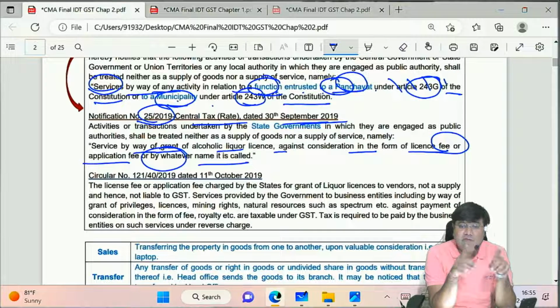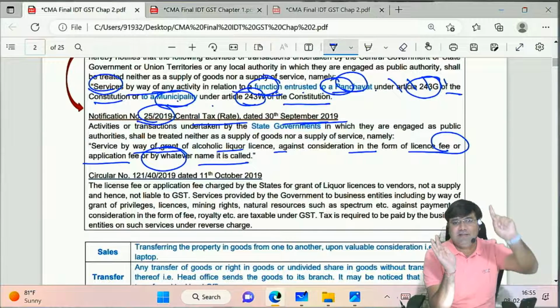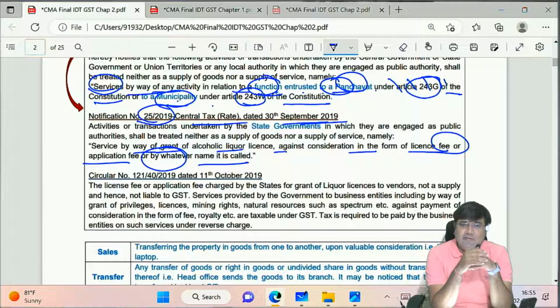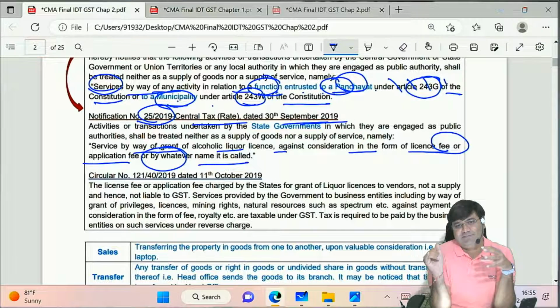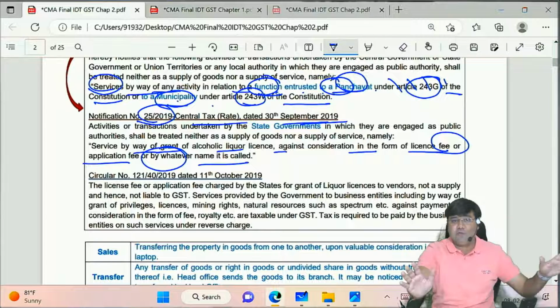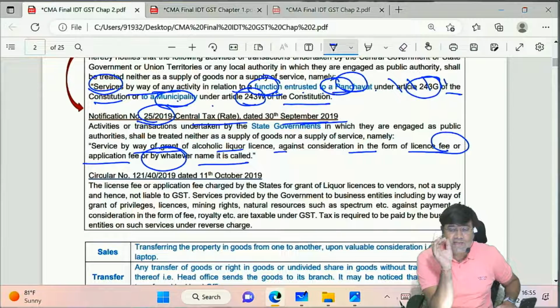No. What we discuss in chapter 1, alcoholic liquor for human consumption, is outside the purview of GST. Giving license of alcoholic liquor for human consumption is not outside the purview of GST. Recollect our discussion in service. What I said to you, going by the service definition, sky is the limit. So of course, giving license for alcoholic liquor is service subject to GST. Alcoholic liquor for human consumption is outside the purview of GST, but giving license for alcoholic liquor is subject to GST. It is not outside the purview of GST. It is going to be service.